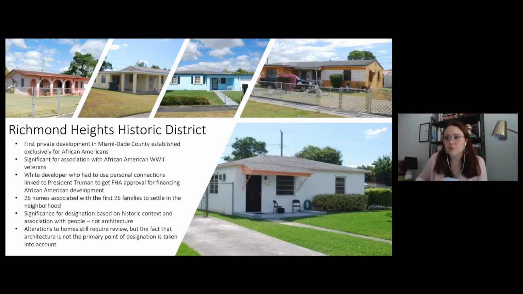For example, I'll give a couple of quick case studies. The Richmond Heights Historic District is our first district that was based primarily on cultural significance. It's very small, only 26 homes. It's a much larger neighborhood, but the core, the first 26 homes, are part of this district.